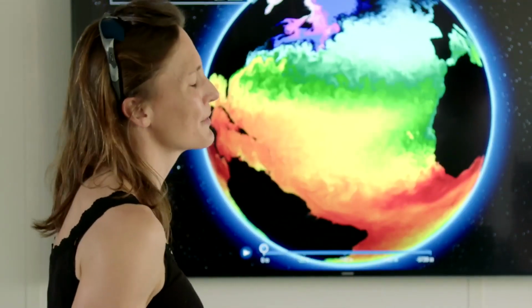When you look out at the ocean, it doesn't necessarily look like it's doing very much, but it's a vast, dynamic system. Tell me about your view of the ocean.